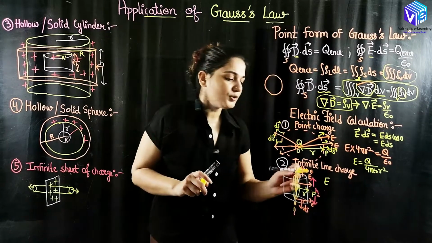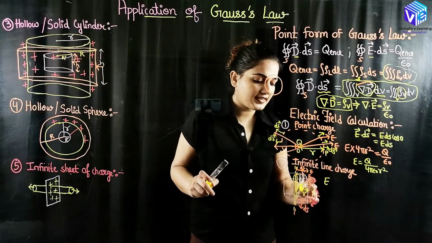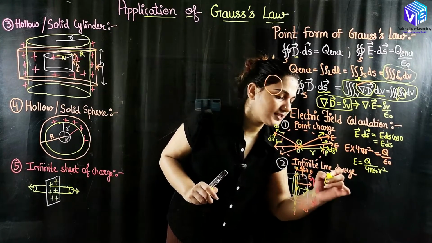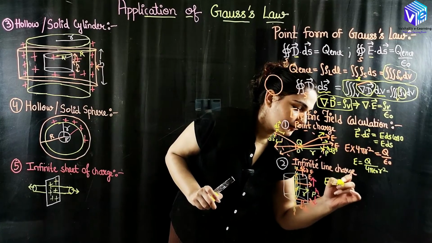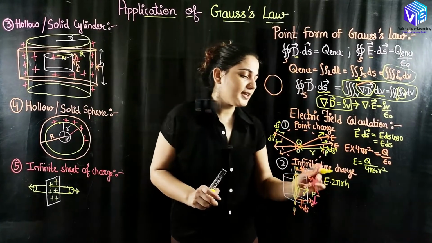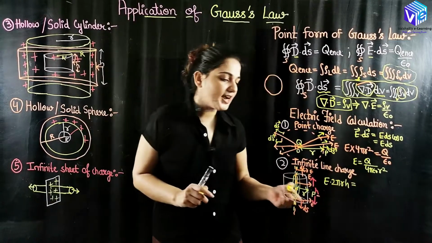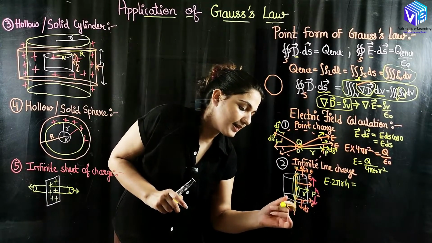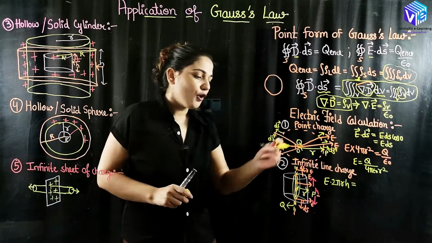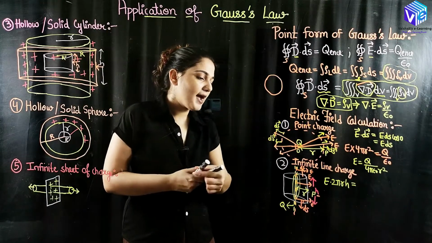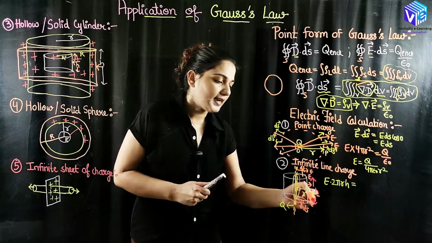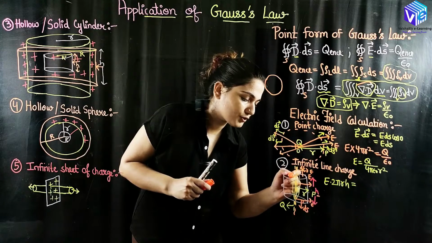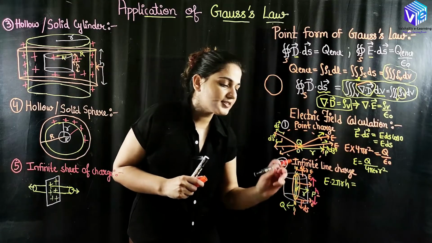So E into the surface area of this round surface. The radius is r, height is h. So I know the surface area of the cylinder is given by 2 pi rh. So E into 2 pi rh will be equal to the charge enclosed. So I have an infinite line charge, having the charge Q on the infinite line. Now I have taken only this height h to be my Gaussian surface. I have to take only the charge which is enclosed here.